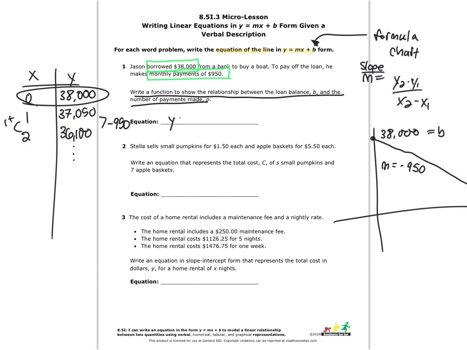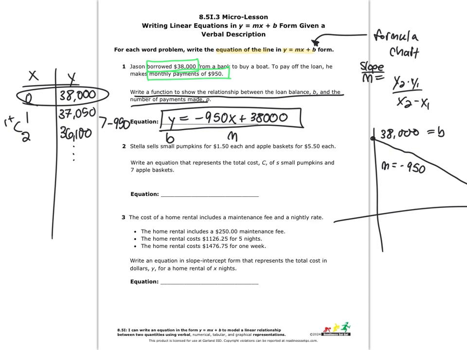So we're going to write y equals, and this is where our m goes. Which one is the m? The slope. So y equals negative 950 times x, which is our number of months, plus our initial debt, which was $38,000. That's our y-intercept. Really, I didn't quite follow instructions, did I? I should have made this a B, and I should have made this an M. I don't like that because B and M represent something else. I kind of like our equation better, so I'm going to go ahead and box it in.